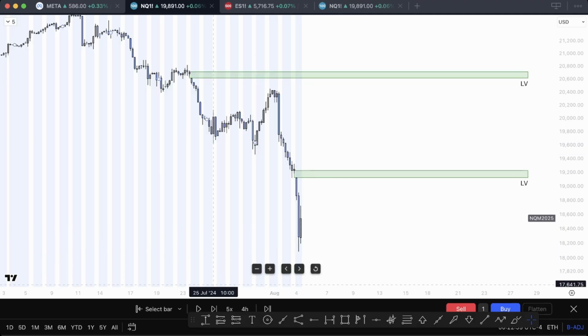Now let's try to find an entry model to target this liquidity void and this liquidity void.